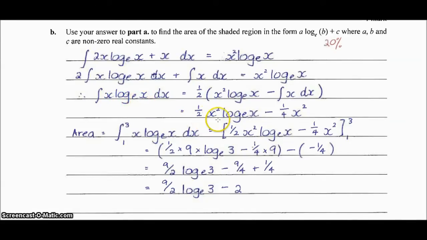So if we've got that, we can then answer the question. So the area is given by the definite integral of this from 1 to 3, and we know what that is. So we put that into our square brackets with the terminals of 1 and 3, sub in 3, sub in 1, simplify, get it into the right form, and we've got 9 on 2 log of 3 minus 2.